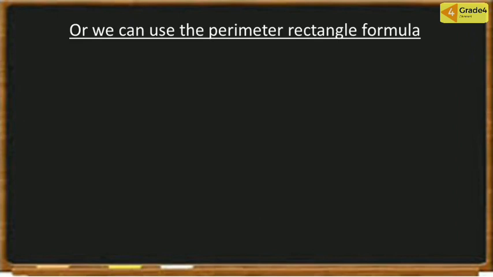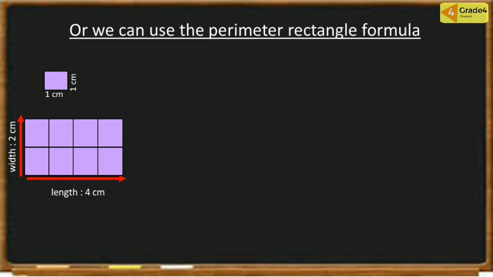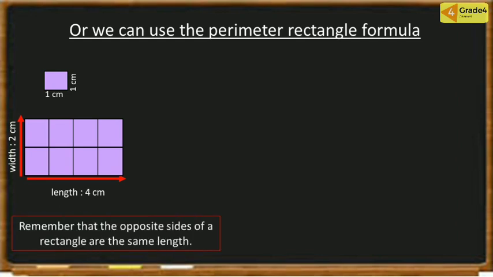Or we can use the perimeter rectangle formula. Look at the picture. From this picture, we know that the rectangle has different width and length. You must remember that the opposite sides of a rectangle are the same length. That means if the length in here is 4 centimeters, the length in here is 4 centimeters too. And then if the width is 2 centimeters, the width in here is 2 centimeters too.